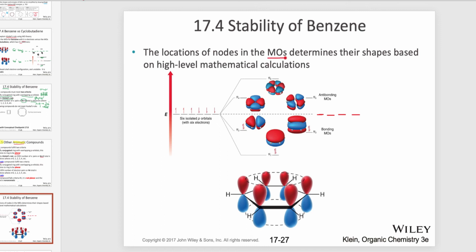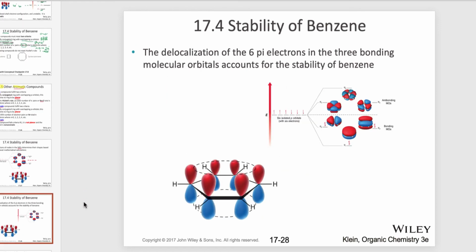There are sophisticated high-level mathematical calculations. We can still apply some of the symmetry functions we've seen here, but most importantly, understand where the energy levels are and where you place the electrons for each system. The delocalization of the 6 pi electrons in the 3 bonding molecular orbitals accounts for the unique stability that we had seen with the heats of hydrogenation.